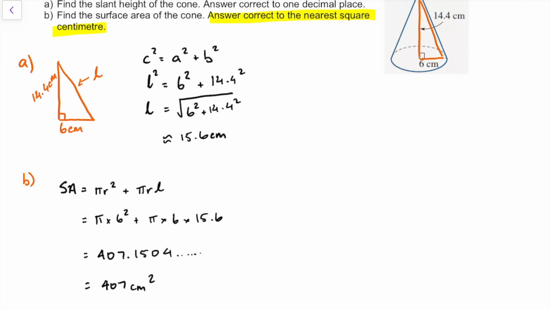Okay, hopefully that has helped you work out the area of a pyramid and the area of a cone, or the surface area of those shapes or those 3D objects, and we'll see you in the next video.